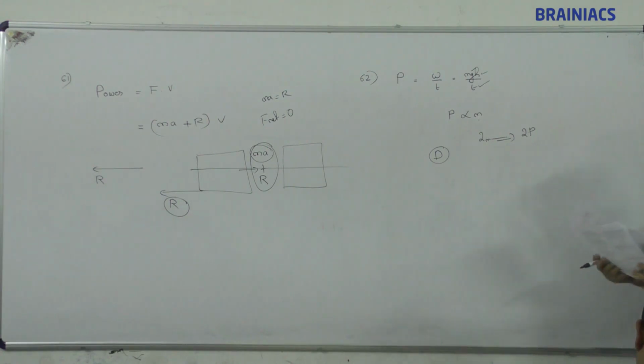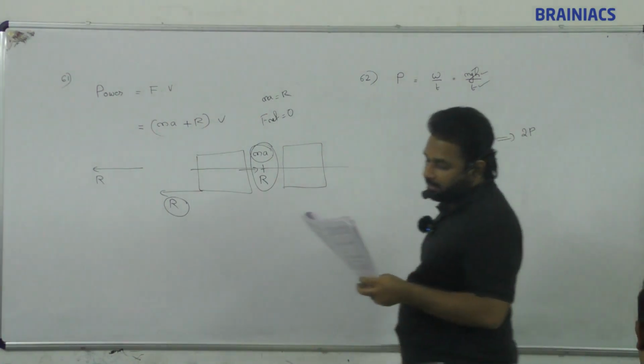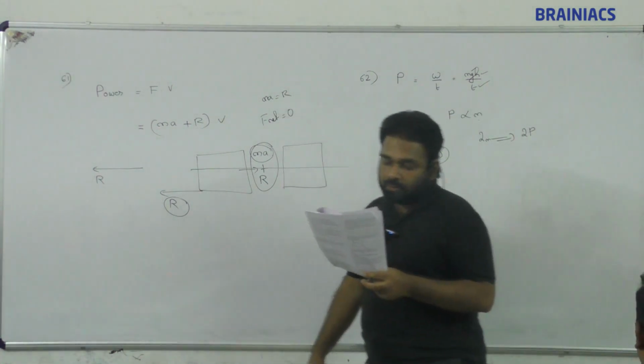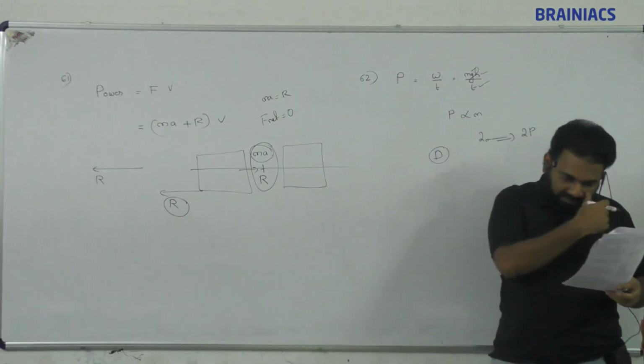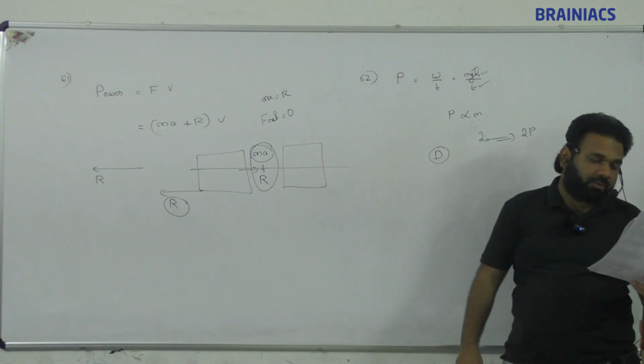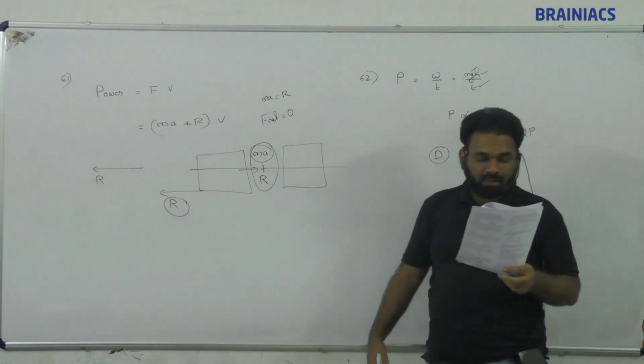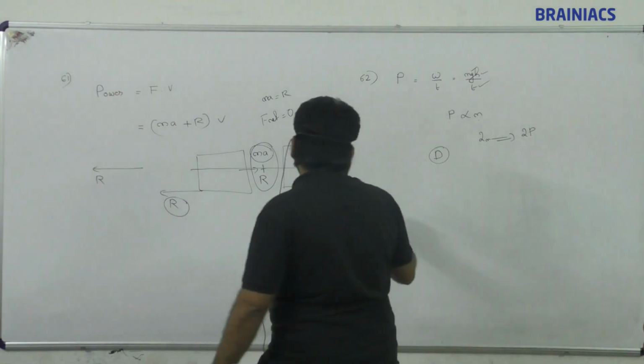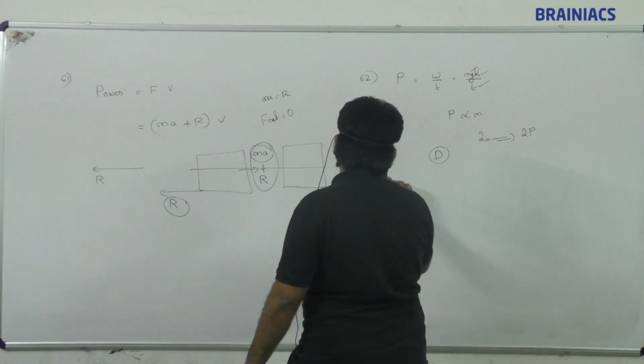Question number 63. A force applied by an engine of a train of mass 2.05 into 10 raised to 6 kg changes its velocity from 5 meter per second to 25 meter per second in 5 minutes. The power of the engine. Okay, so power of the engine, question number 63.